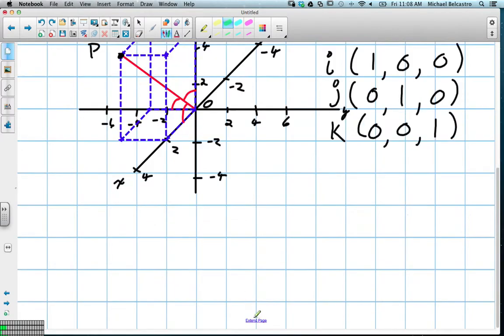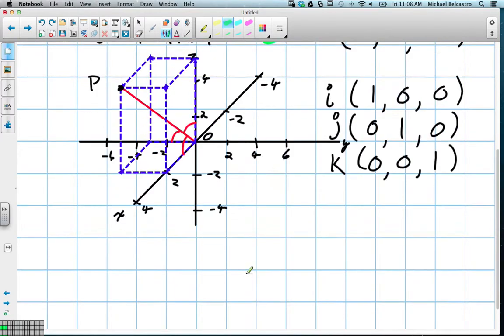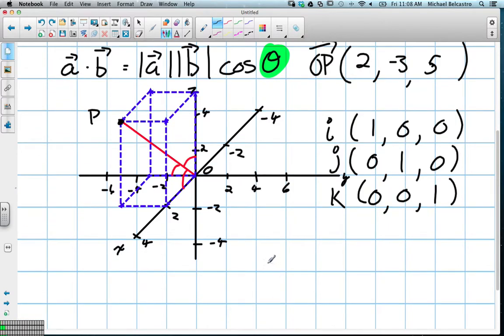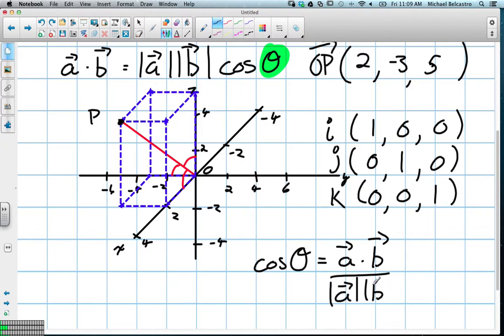You can memorize this formula if you like. We can just rearrange our dot product formula to write cos theta as equal to our dot product of A and B divided by the magnitude of A and the magnitude of B.